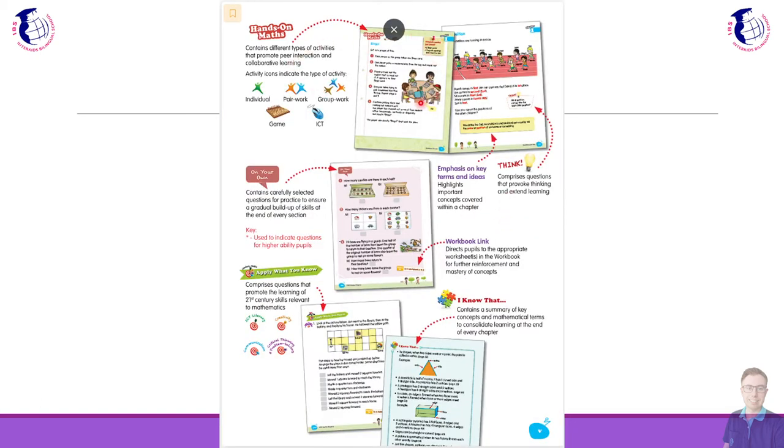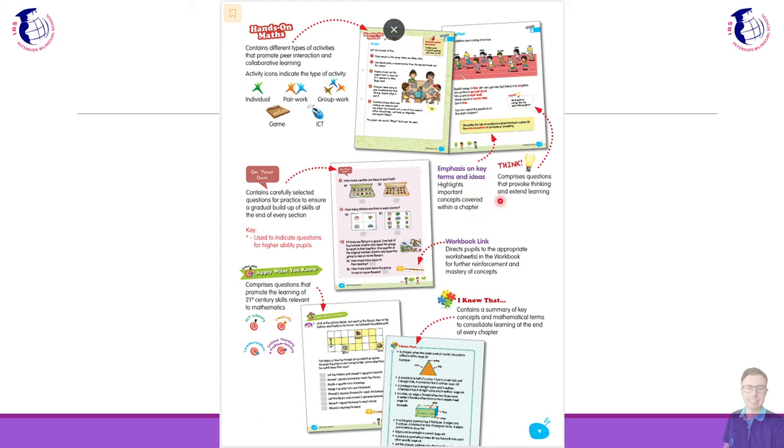On some pages, we have what they call Hands-on Maths. These are activities to do, and we'll do our best to do these while you are at home. Obviously we won't be able to all sit around a table like this and do them together while you are not in school. But I will do my best to adapt them, and then we'll see what we can do while you're at home via the online platform as well.